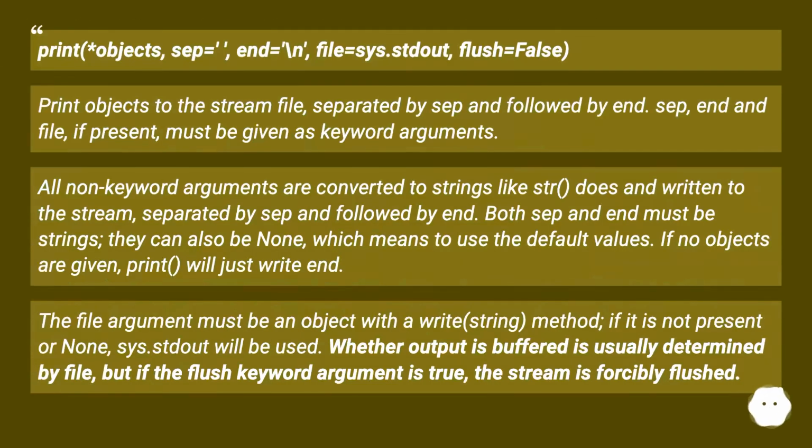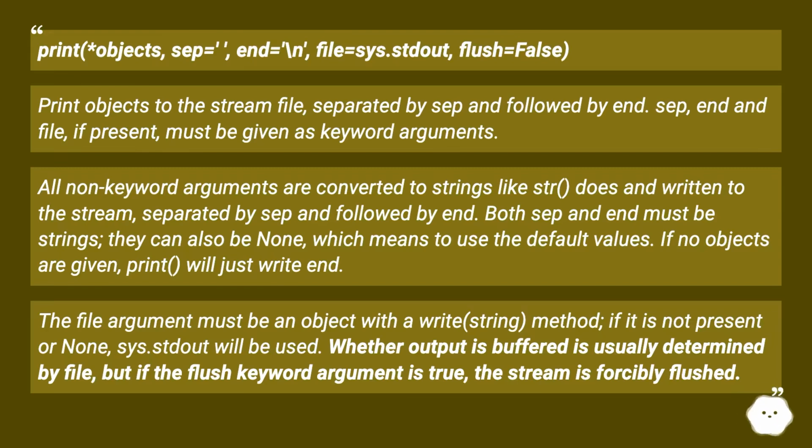print(*objects, sep=' ', end='\n', file=sys.stdout, flush=False). Print objects to the stream file, separated by sep and followed by end. sep, end, and file, if present, must be given as keyword arguments. All non-keyword arguments are converted to strings like str() does and written to the stream, separated by sep and followed by end. Both sep and end must be strings.